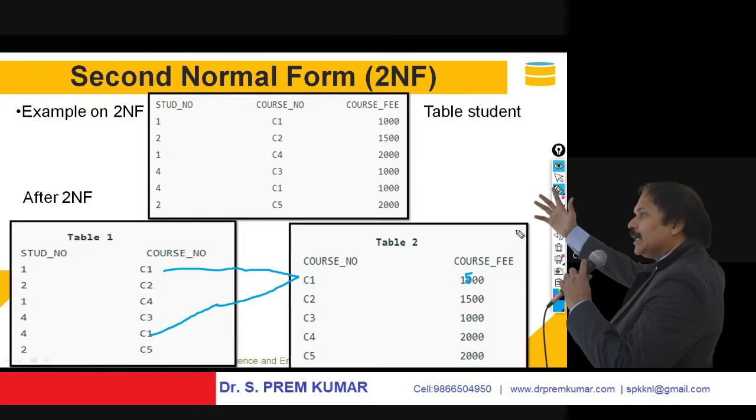సో దిస్ ఈస్ గుడ్ డిజైన్. ఇలా డీకంపోజ్ చేయటాన్ని we call it as second normal form. దీన్ని మనం సెకండ్ నార్మల్ ఫామ్ అంటాం. జస్ట్ స్టడీ దిస్ ఎగ్జాంపుల్ ఫర్ ఎ మినిట్. Just 1 minute, you please study.